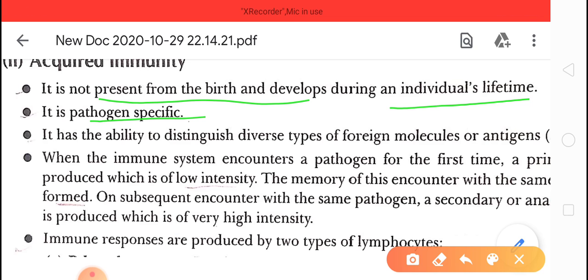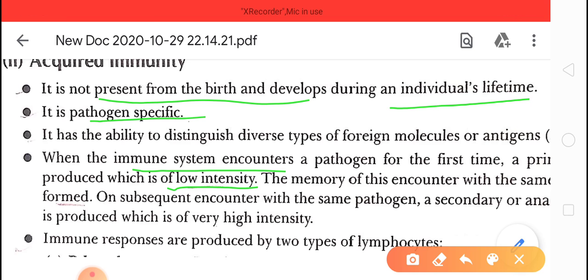Now children, when the immune system encounters a pathogen for the first time, like if any pathogen attacks our body for the first time, our immune system activates and provides the primary response, but this primary response is of low intensity. Okay, the first, primary response produced by the immune system against the pathogen for the first time is of low intensity.